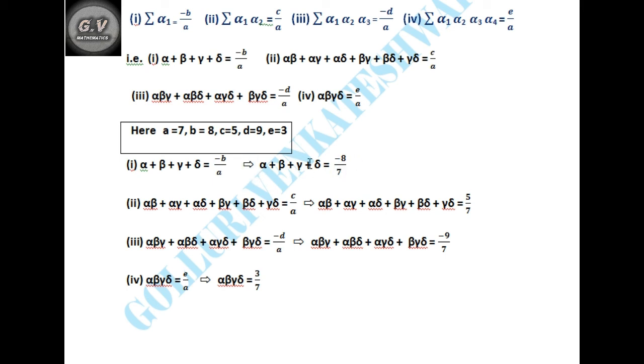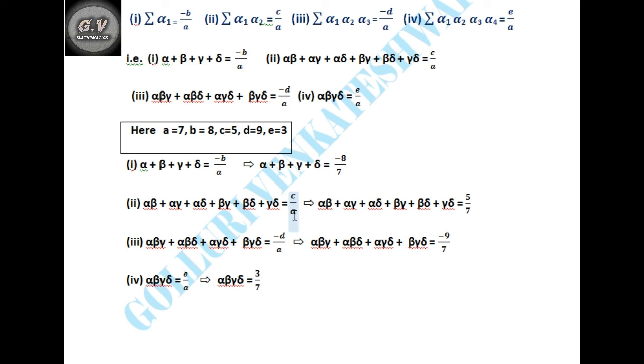Next, look at the second condition. Sigma alpha 1 alpha 2 is equal to c by a. Summation of alpha 1 alpha 2 equals c by a, where summation means sum of. So what is the meaning of the given statement? The sum of all the possibilities of product of 2 zeros taken is nothing but c by a.